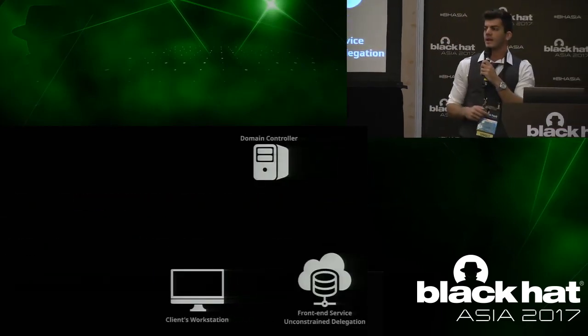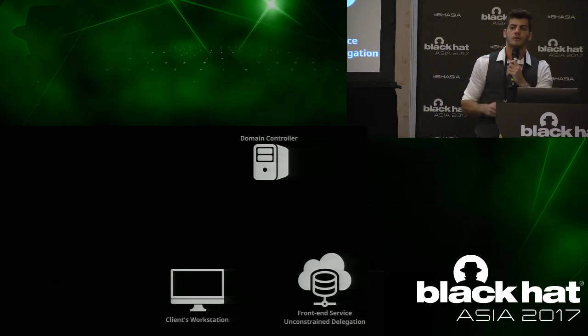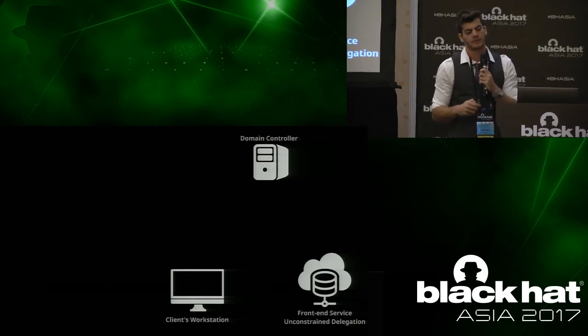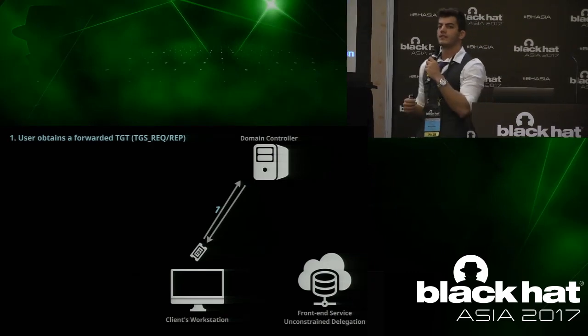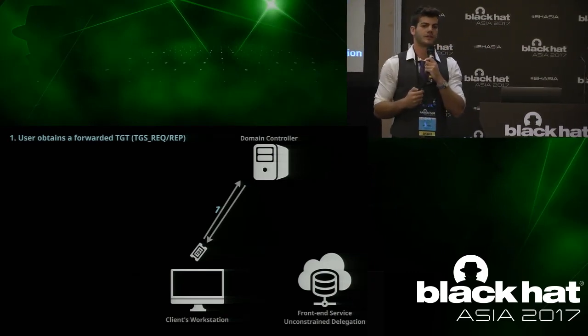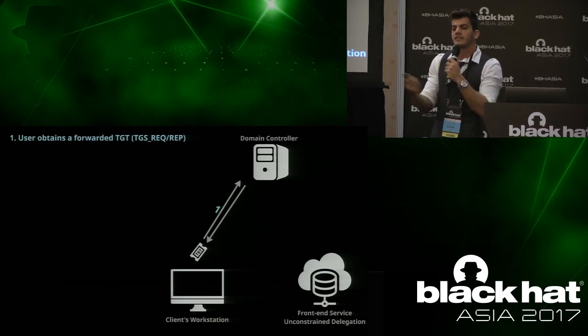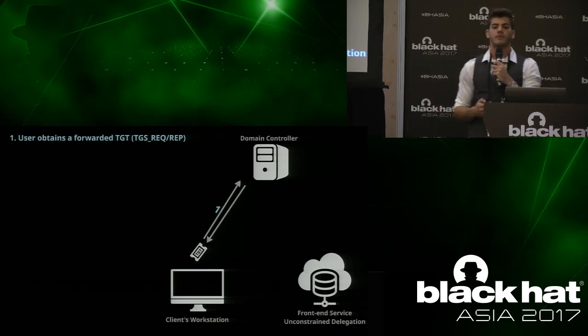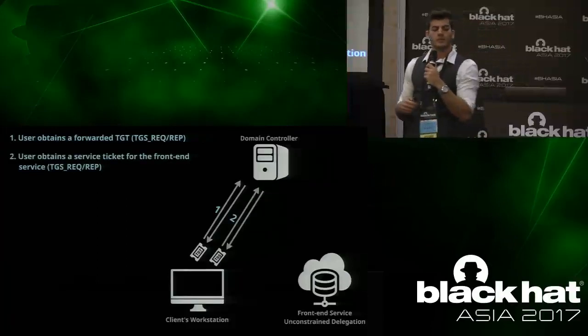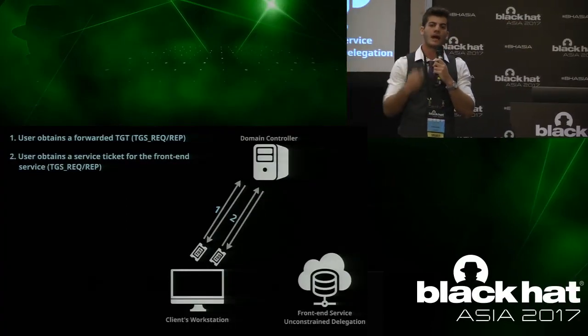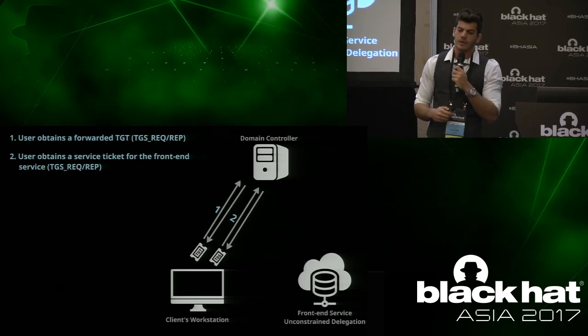Let's look at how it works behind the scenes. If you are not very familiar with Kerberos, it's fine, you will get there. So first, the user obtains a forwarded ticket granting ticket using his own ticket granting ticket. Basically, it's the same ticket, but now it has the forwarded flag, which allows him to forward it to the front end. Then the client will receive another ticket to access the front end.